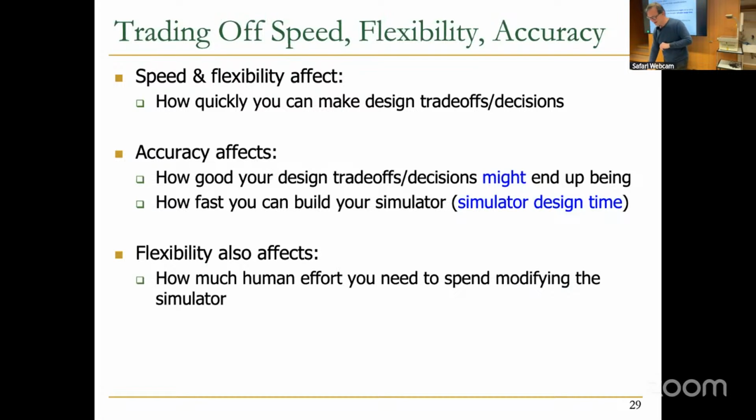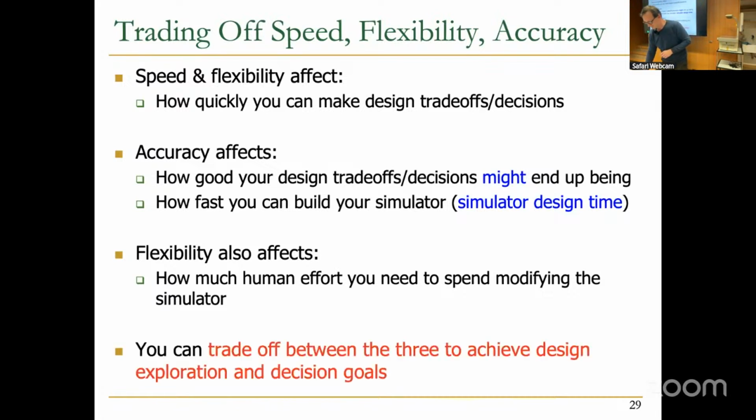Okay. So flexibility also affects how much human effort you need to spend modifying the simulator. That's also important, right? Because if it's not flexible, and if you want to really look at an idea, then you may need to spend a lot of effort to change the simulator. Essentially, you can trade off between these 3 things to achieve design exploration and decision goals in the end. And I don't believe you can get all 3 at the same time. Depending on what you define as accuracy, right? If you can tolerate some inaccuracy, you can maybe get 3.